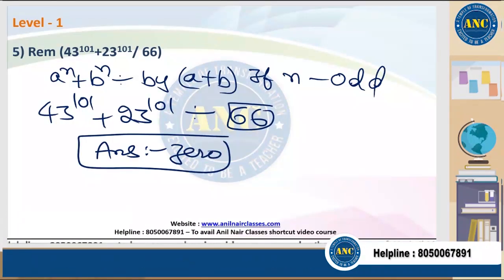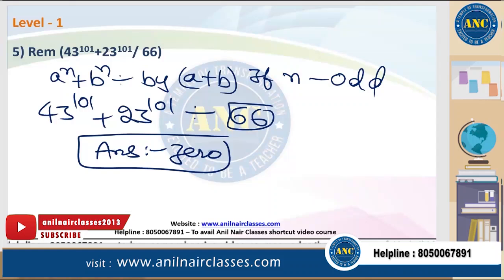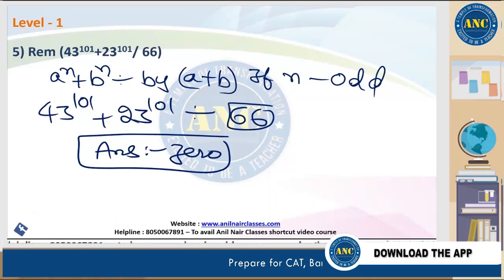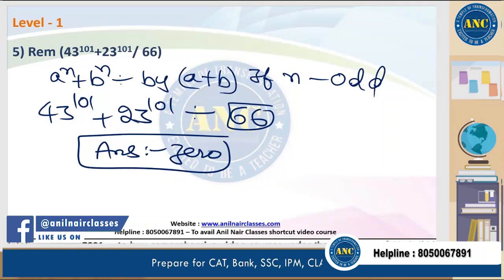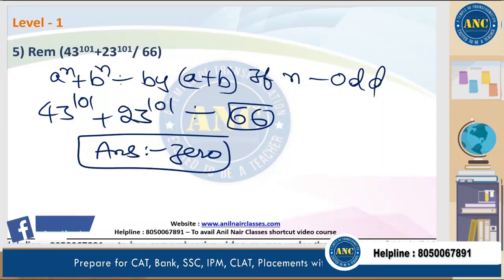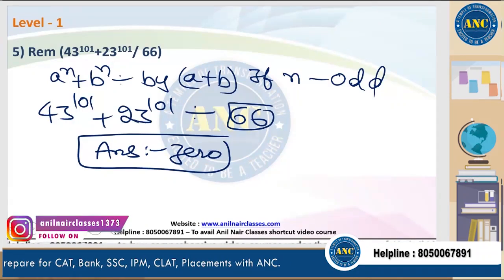Level 1, level 2, level 3. Three kinds of level. Slowly from the basics, I will take you to the advanced level. I hope the fifth one is clear. Now comes the sixth one.